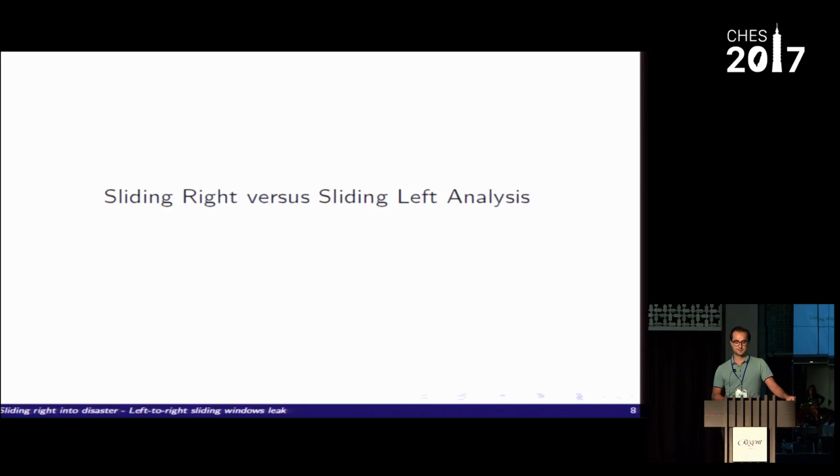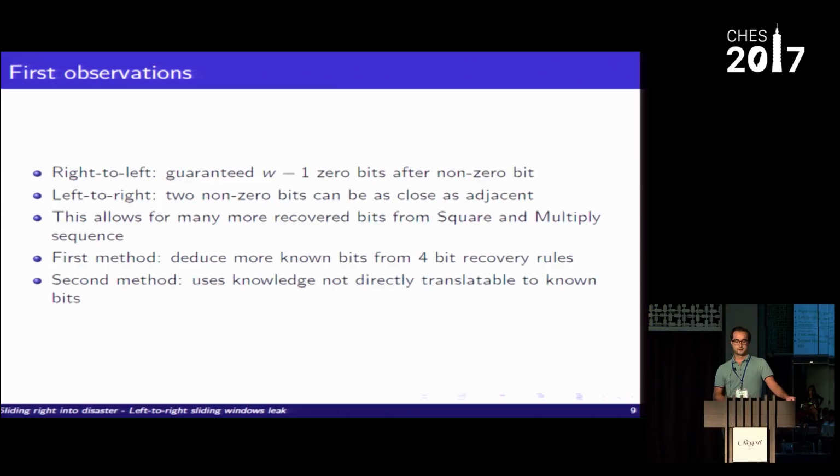So just some first observations. In a right to left method, whenever you see a non-zero, you are guaranteed that there are W minus one zero bits after this non-zero. However, in the left to right, as you saw in the previous slide, two non-zero bits can be as close as adjacent. They can also be a bit further away from each other, but this non-guaranteed W minus one zero bits is what makes up for this difference. So you get a whole different pattern of non-zeros. And this allows you to recover way more bits when you look at the square and multiply sequence.